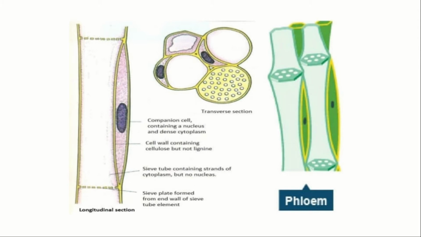Phloem. The companion cells contain a nucleus and dense cytoplasm. The cell wall contains cellulose but not lignin. In xylem there is lignin, but in phloem there is no lignin. The cell wall contains cellulose but not lignin. Sieve tubes contain strands of cytoplasm but no nucleus. The sieve plate is formed from the end wall of a sieve tube element.